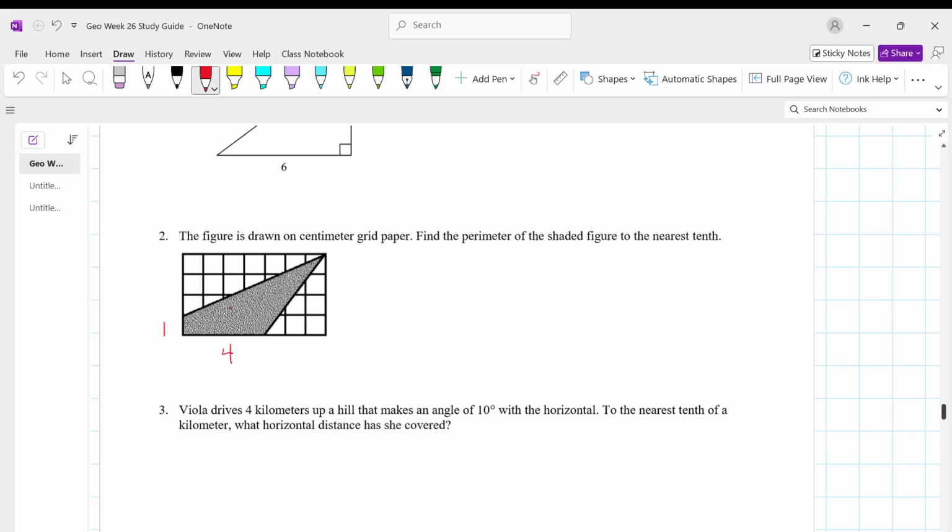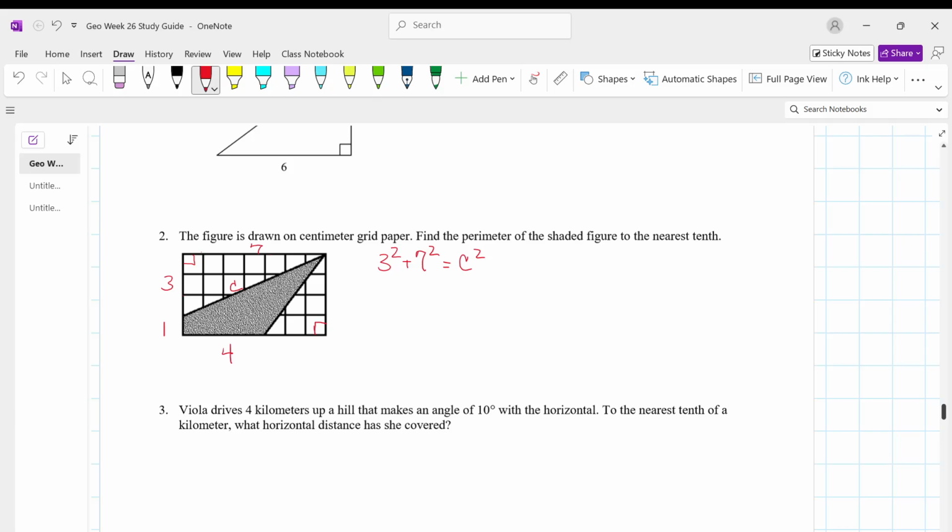Okay? Now, we need these two diagonal sides. And the two diagonal sides are the hypotenuse for these two right triangles. Okay? So this top right triangle up here has a left side of 1, 2, 3 and a top side of 1, 2, 3, 4, 5, 6, 7. This side's 7. So we can do 3 squared plus 7 squared equals, we're going to call this side C again, C squared.